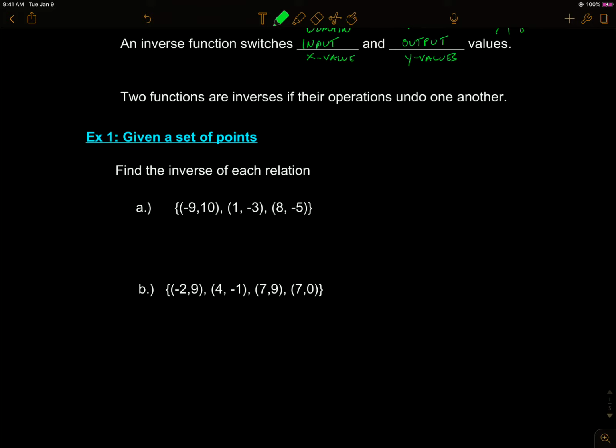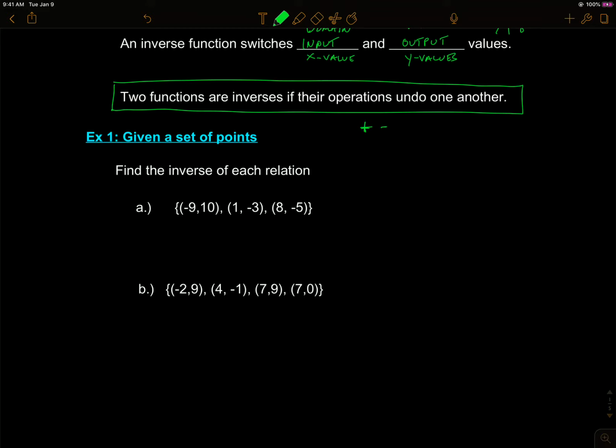Two functions are inverses if their operations undo one another. So that's a key characteristic of inverse operations. Okay, that's what they do. They undo each other. You could think addition and subtraction here. Those are inverse operations. If I take a number and add 3 to it and then subtract 3 from that, I end up back at the same number. They undo each other. Addition and subtraction are inverse operations. Division and multiplication are also inverse operations. Square rooting and squaring a number are also inverse operations.